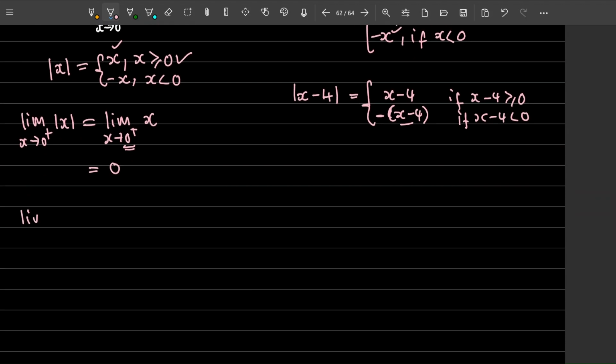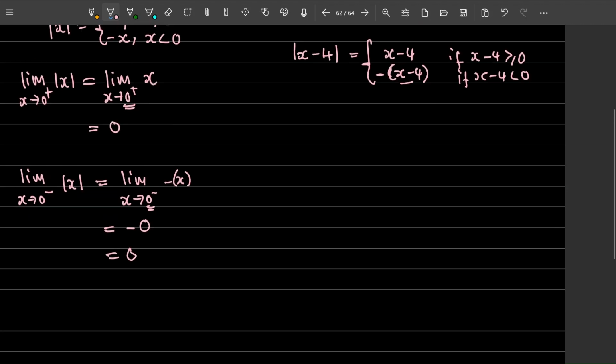Now let's go to the limit as x approaches 0 from the left of modulus of x. This is going to be the limit as x approaches 0 from the left of negative x, which is equal to negative of 0, because you're just going to put this 0 in there. Whether we are coming from the left or from the right, it doesn't matter. We just put the 0, and negative of 0 is just 0.